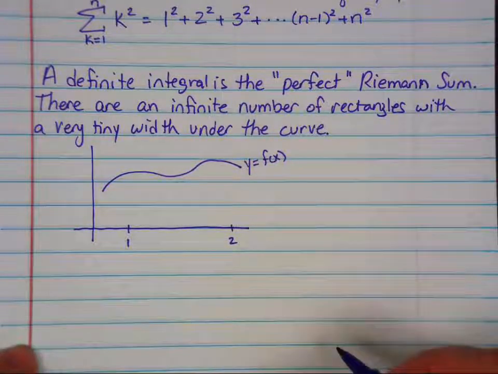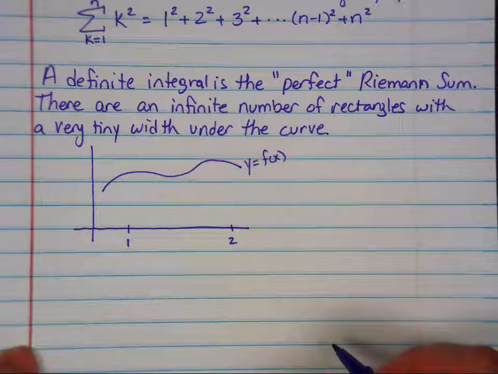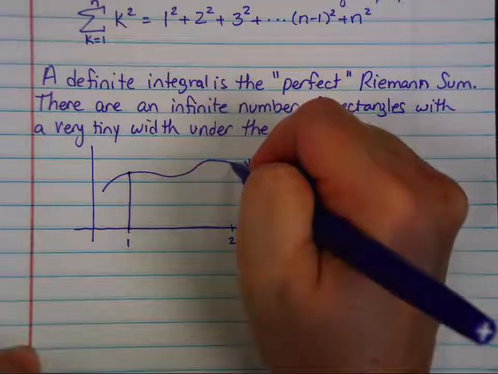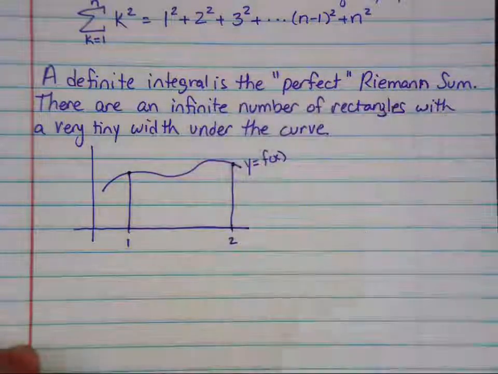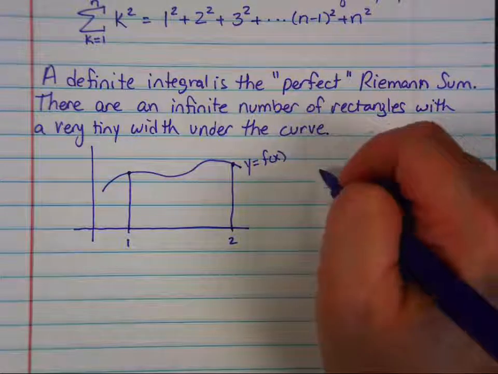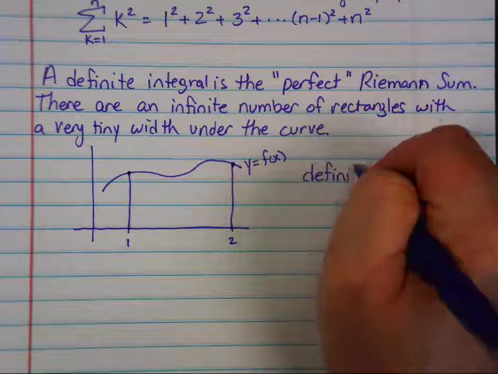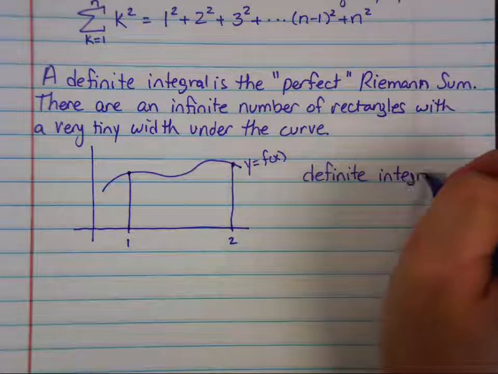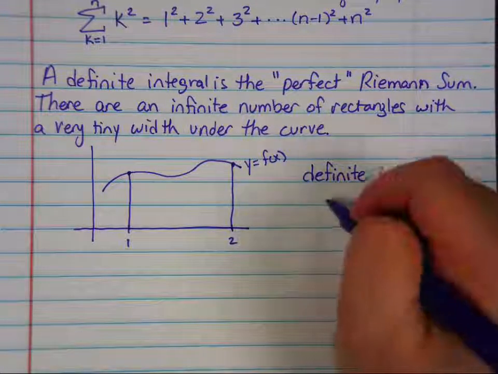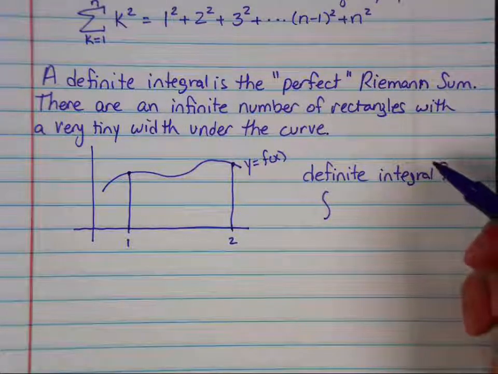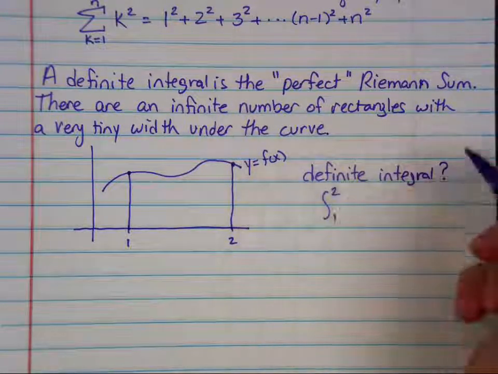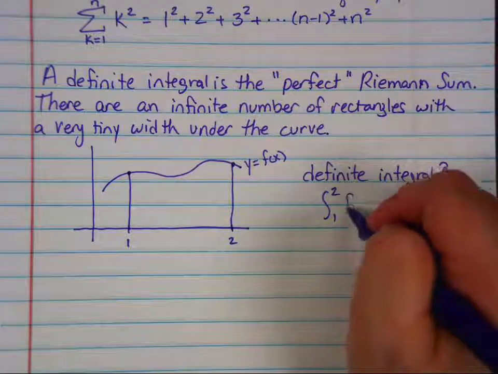And using these infinite Riemann sums, I want to find the area under that curve from 1 to 2. So I'm going to draw a line at 1, draw a line at 2, taking the area of that thing. Can you write for me what the definite integral would look like for that problem? It would be an integral from where to where? 1 to 2. What goes here? F of x, because I don't know the equation.